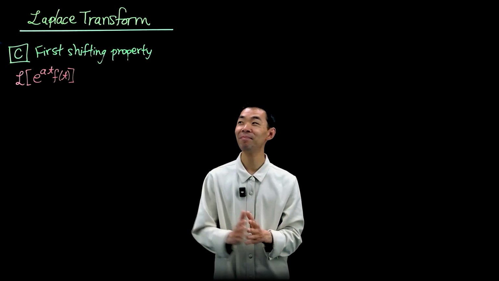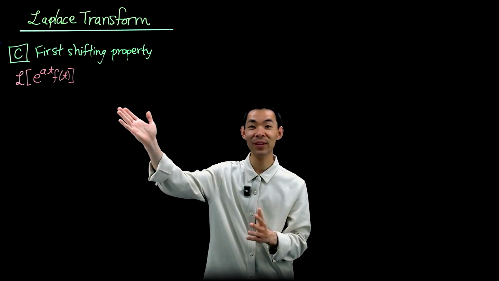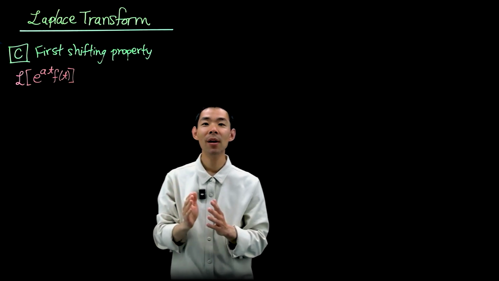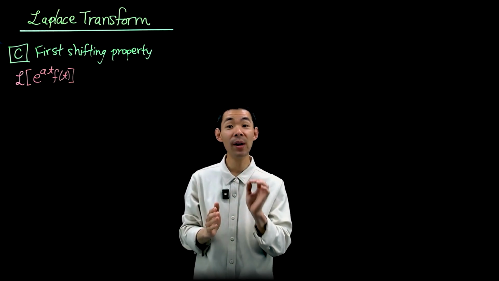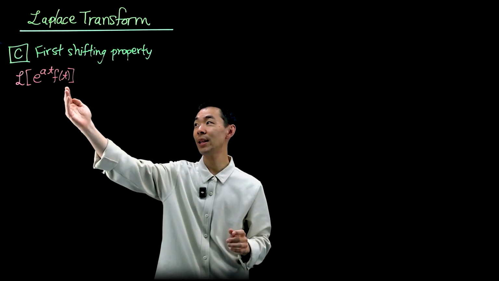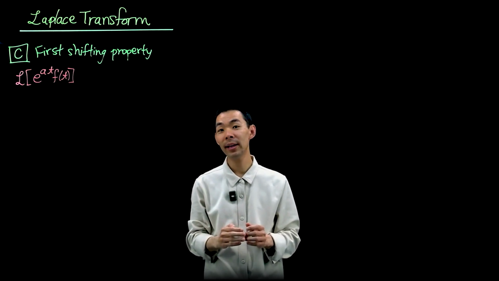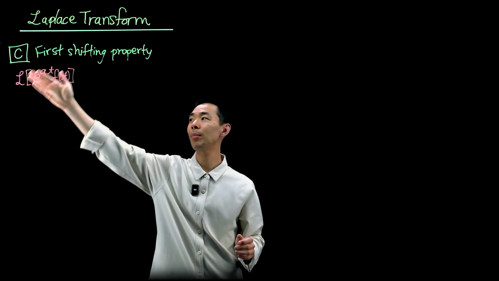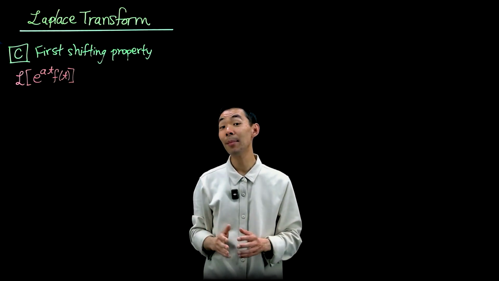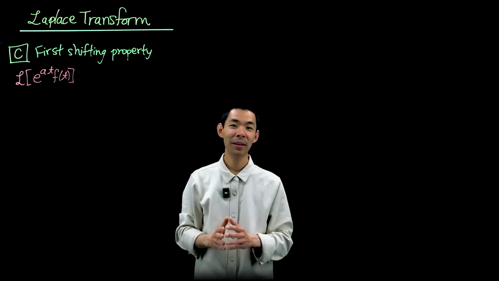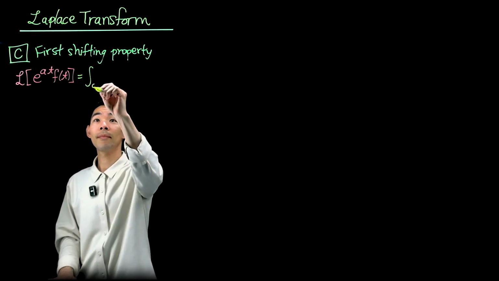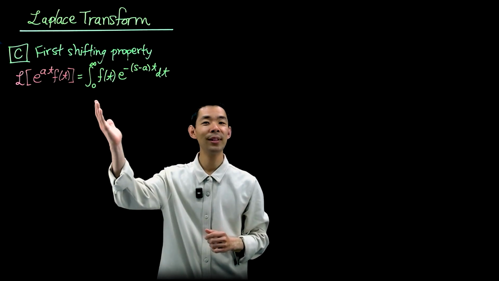There's two of them. The first shifting property considers what happens when you have the function you want, little f of t, multiplied with an e to the at. How do you take the Laplace transform of that product? Like we've been doing, when in doubt, use the definition. I'm just using the definition.